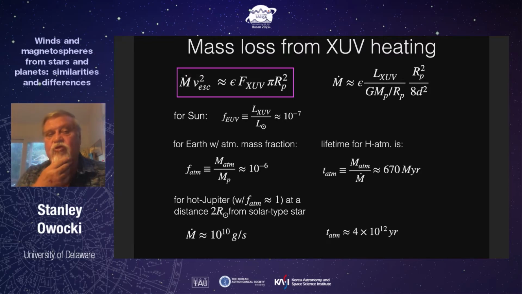If you take Jupiter, which is made up of hydrogen, but doesn't really have an atmosphere, the whole planet is gas. You plug it in at a distance of 2 solar radii, so a hot Jupiter, you find out that the mass loss is about 10 to the 10 grams per second, about 1% of the solar wind mass loss. And it would take over 4 trillion years for Jupiter to be evaporated. And that's why hot Jupiters are really not affected.